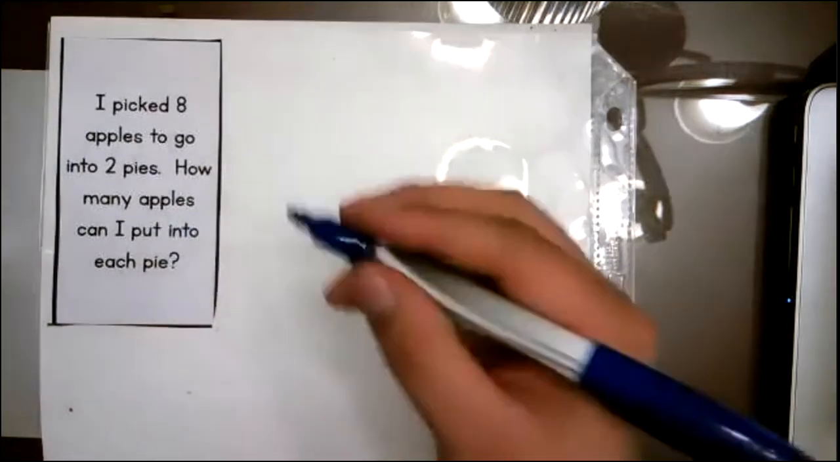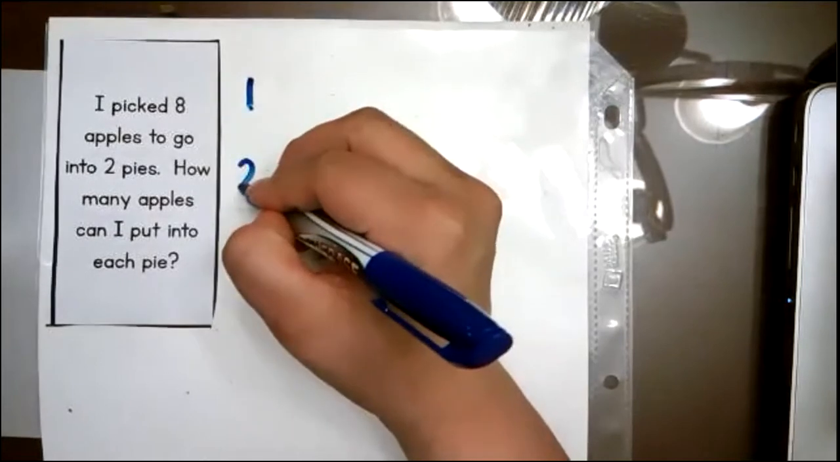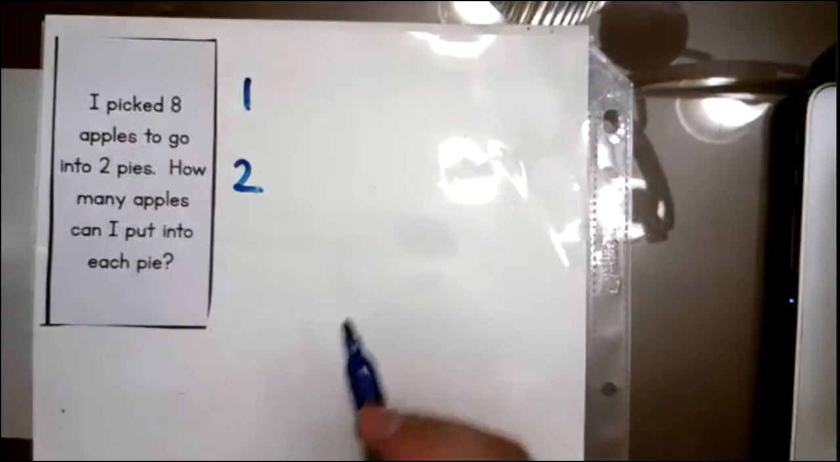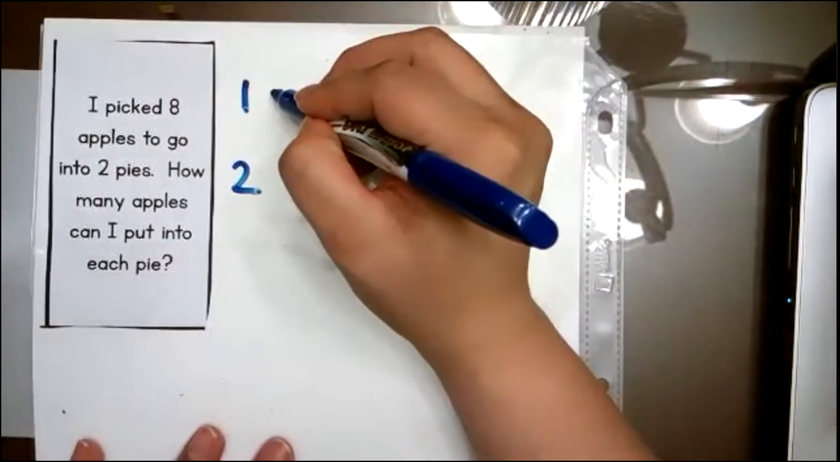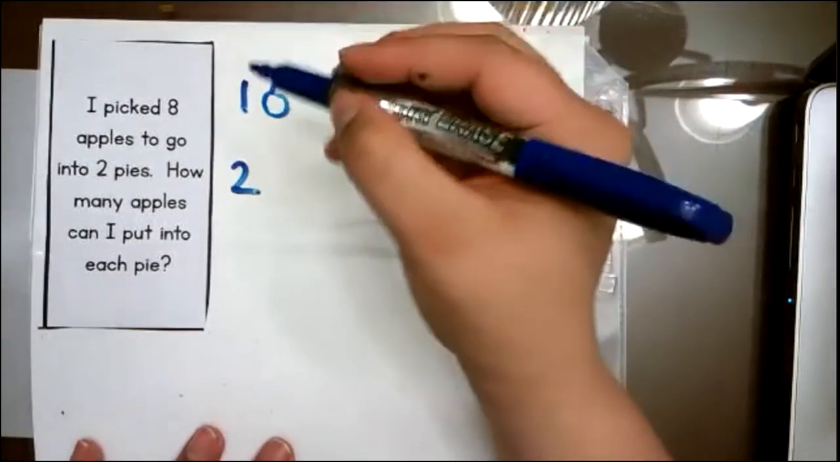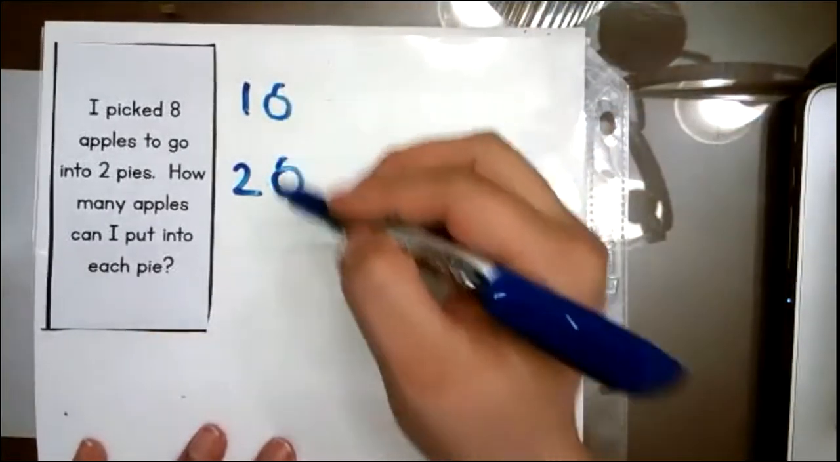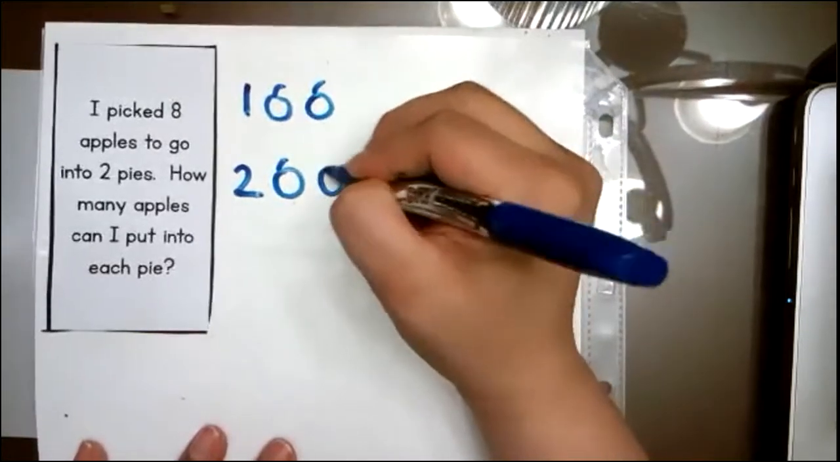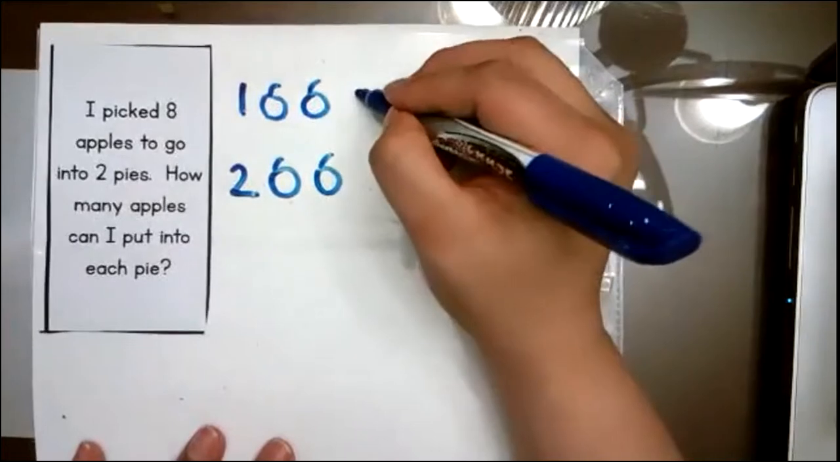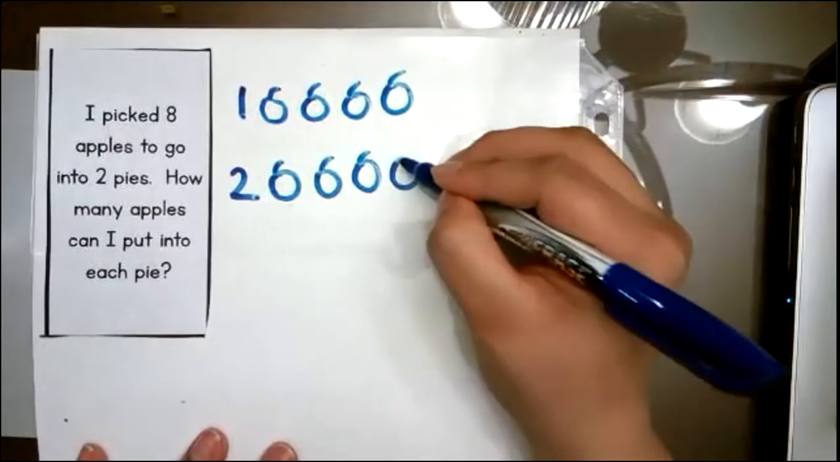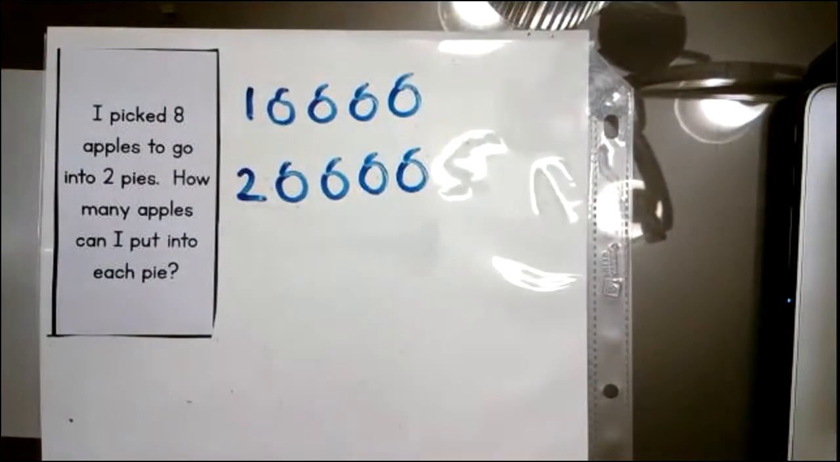So I'm going to make 2 pies, which means I'm going to have 2 rows or columns. And I have 8 apples in total, and I'm trying to figure out how many apples can go into each pie. So I am going to distribute my 8 apples. So I have 1, 2, 3, 4, 5, 6, 7, 8.